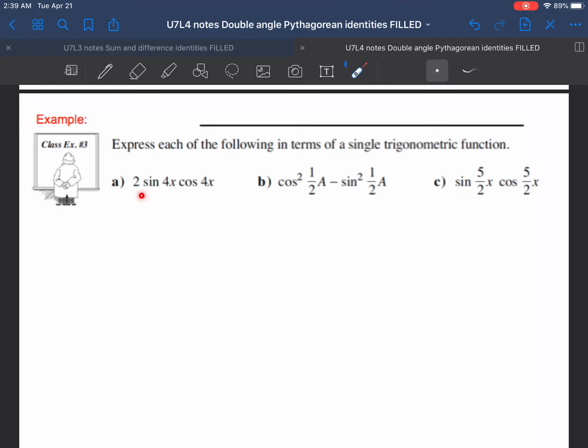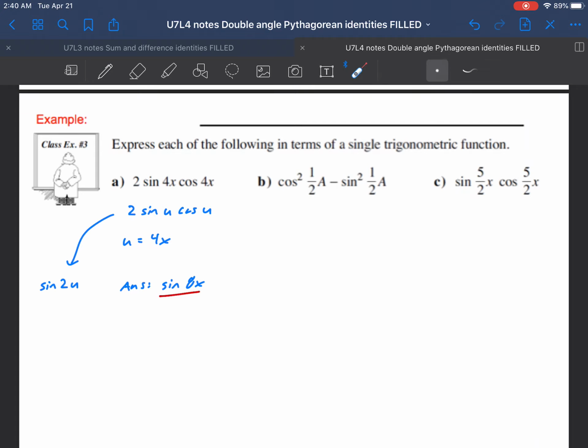If we look at the first one, sine 4x, cosine 4x, okay, so those are the same. And we've got this 2. So this looks like 2 sine u cosine u, but that's with u equaling 4x, okay? So this, if you guys recall, is equal to the sine of 2u. So for us, the answer is going to be sine of 2 times 4x, which is 8x.